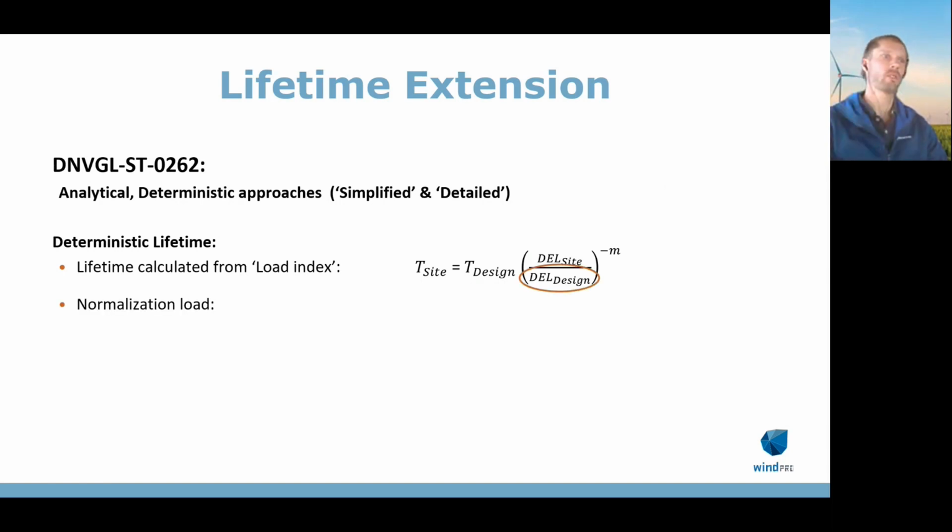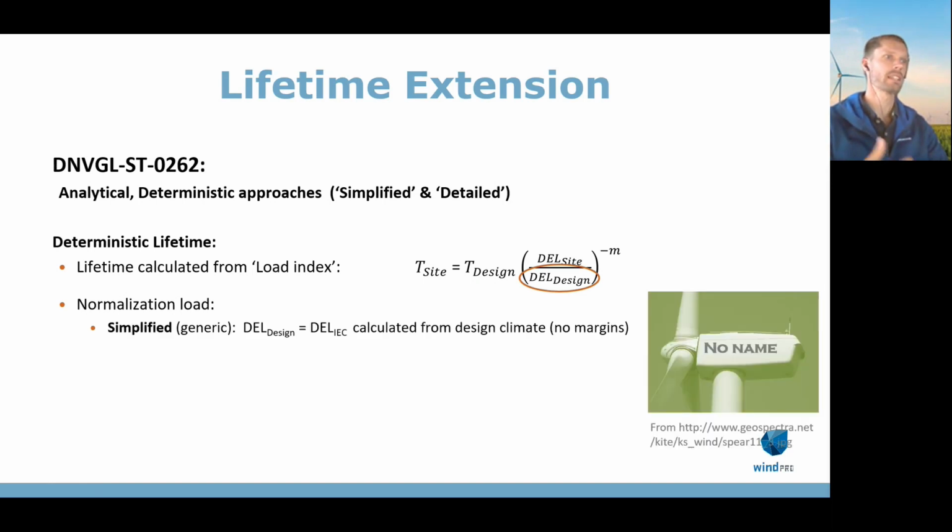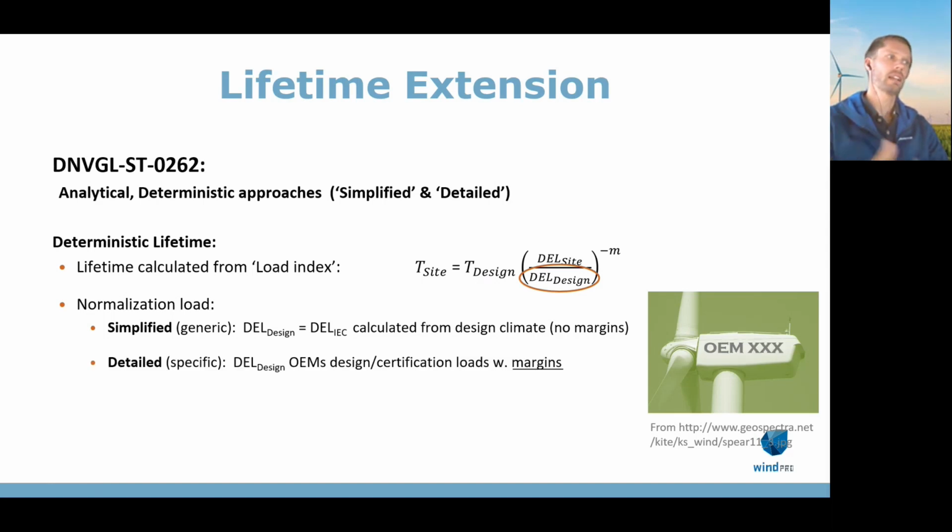And this is the normalization load, which I already touched upon previously. I'd like to emphasize again that for the generic models in this simplified approach, we need to calculate this from the design climate. So we can't account for any margins. We don't know if the turbine has some additional strength in any of the components, and that can vary somewhat between manufacturers. In the other approach, this normalization load is provided by the manufacturer and will include margins, that is, additional strength in some of the components.